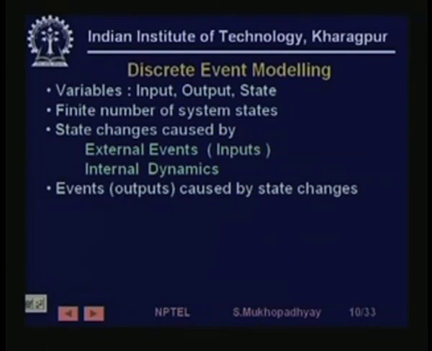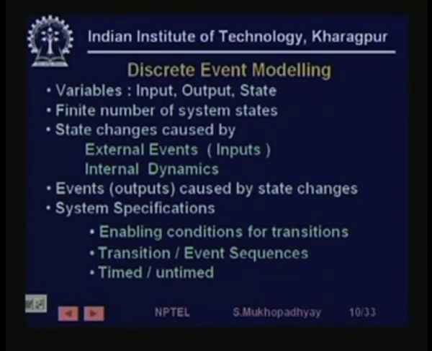Similarly, state changes also, at every state there are some outputs which are exerted by the system. So as states change, as the system goes from one state to another, the outputs are also changed, and these output changes are perceived in the external world, and they are sometimes called events, right? So you could have events or outputs caused by state changes.